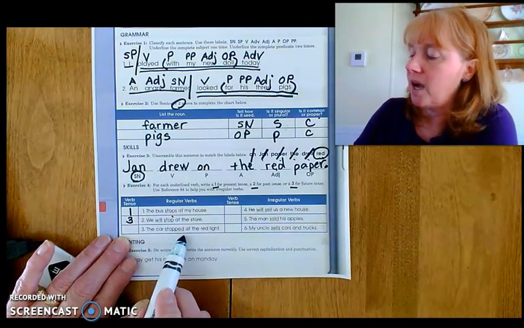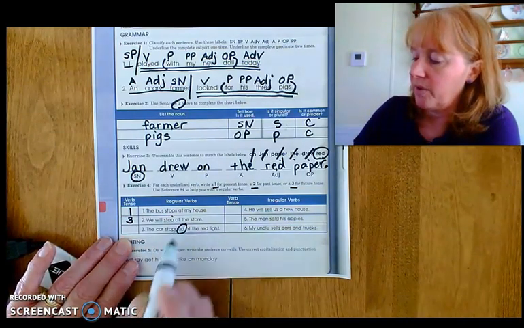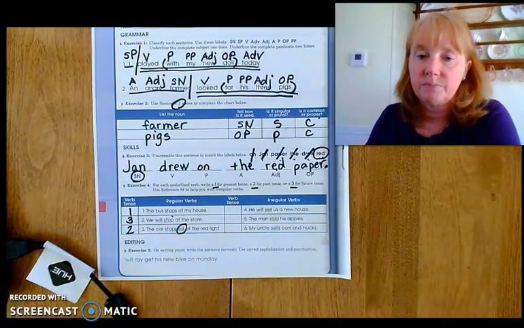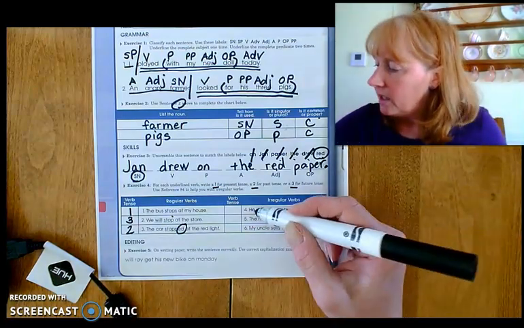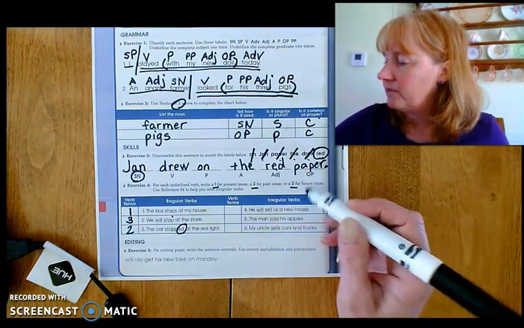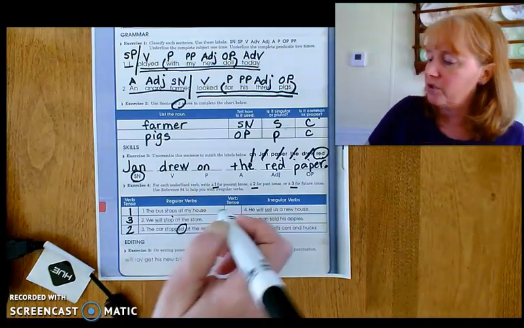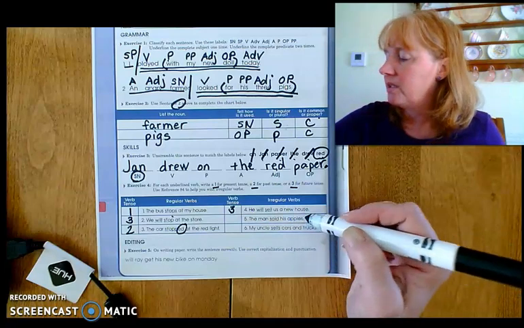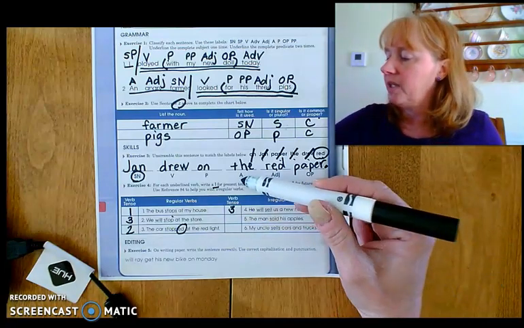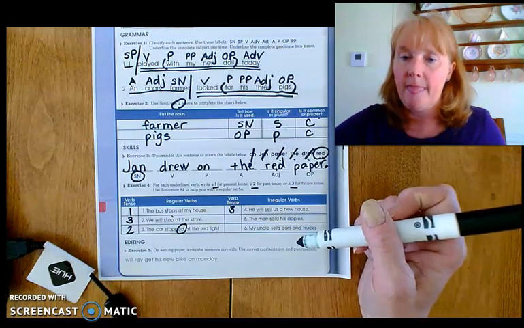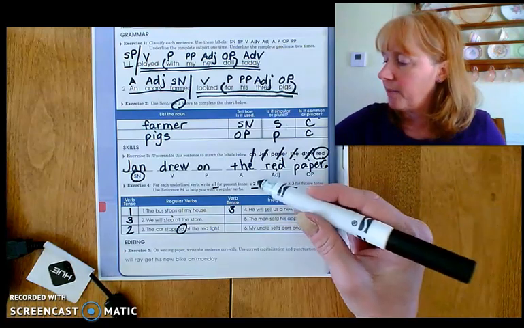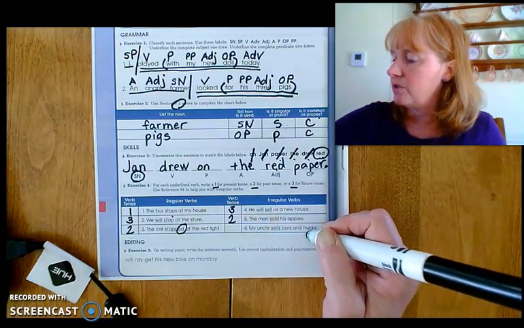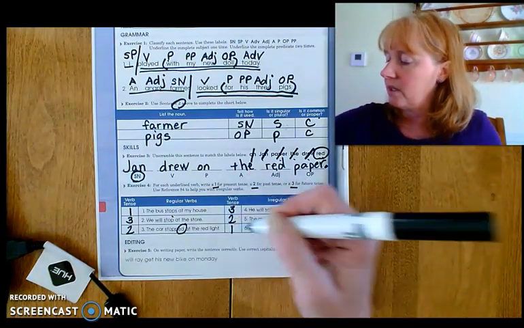The car stopped at the red light. We got our past tense ending there. Easy to identify, that's a past tense. He will sell us a new house. Has the word will, so it has to be future. The man sold his apples. Is that happening now, or did it already happen? Already happened, past tense. My uncle sells cars and trucks. Present tense.